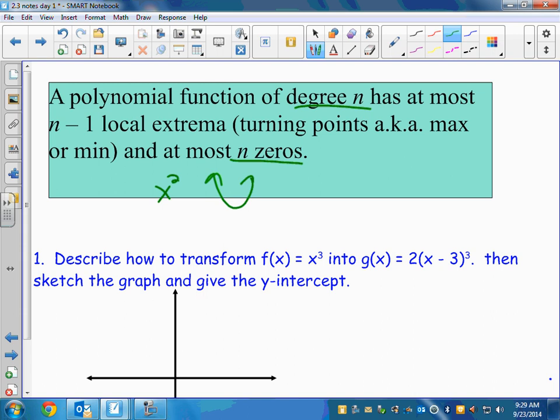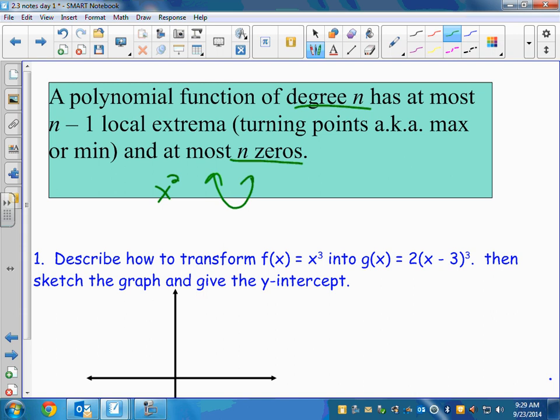If you had a fifth degree polynomial, like x to the fifth, it could have at most 4 turning points. It could have less, but it could have at most 4 turning points. And so when you're graphing these, sometimes it's nice to know that. Sometimes they might ask you what's the highest degree this could be if they gave you a graph, and it would be 1 less than the number of turning points.